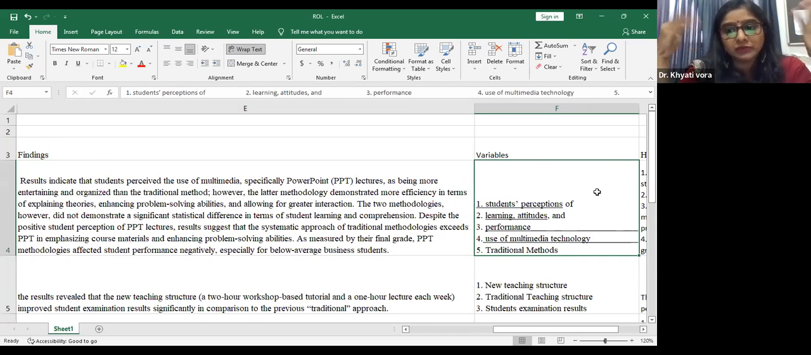So multimedia technology is a modern method, and the fifth is the traditional method. So you have got all the variables here in front of you. Can you have an idea about which are the independent variables, which are the dependent variables, and which are the mediating variables? You can easily identify which variable is affecting what. You can note down which variable is independent, which is dependent.